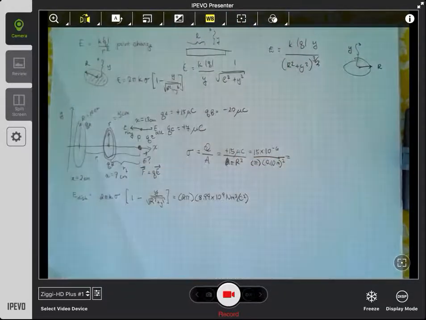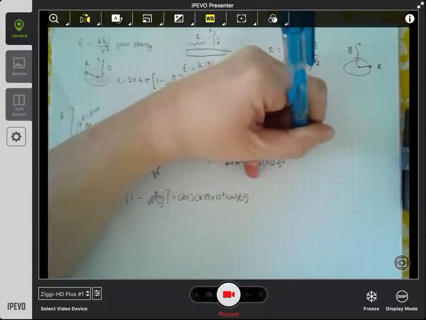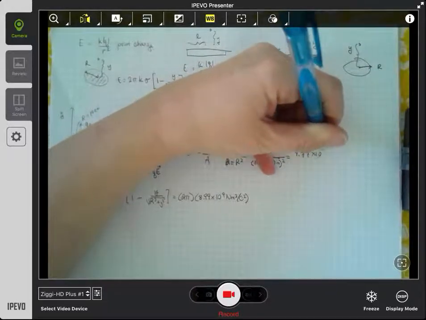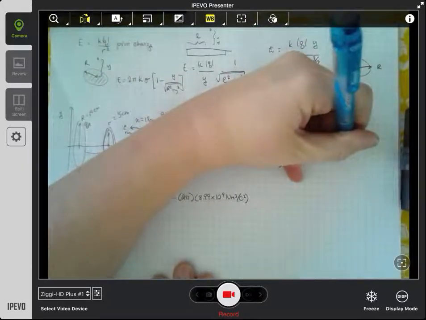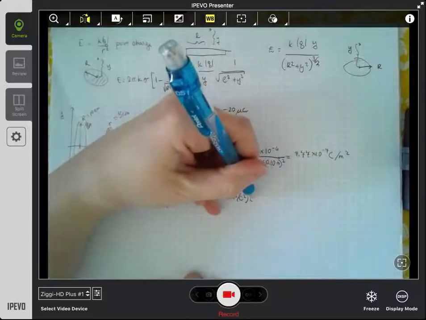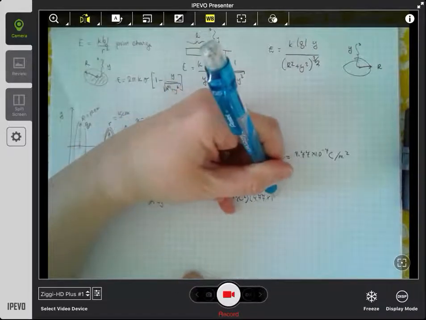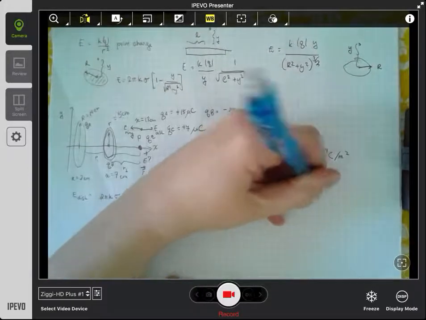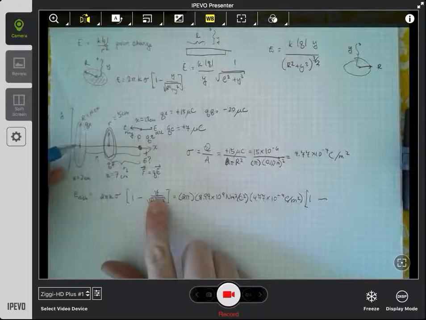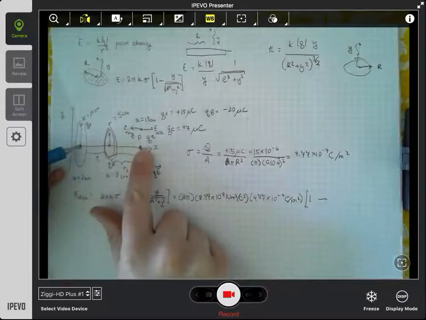All right, so if I put that in my calculator, 15 e to the minus 6 divided by pi times 0.1 squared, this gives a sigma of 4.77 times 10 to the minus 4 coulombs per meter squared. So that's the number we're going to put in here. Then we multiply it by 1 minus y, which is the distance between the center of the disk and where we're measuring it over here.